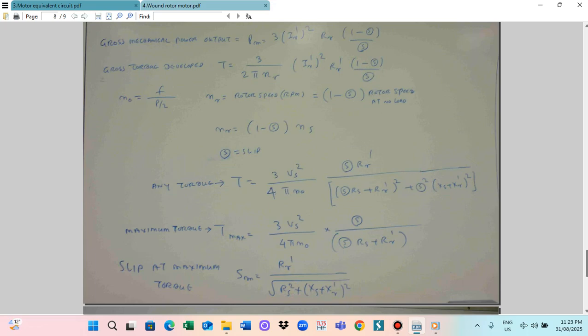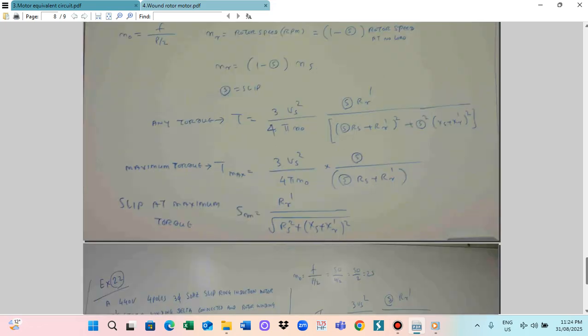And the maximum torque formula is 3Vs square multiplied by S divided by 4πn0 and multiplied with S, RS plus RR dash. And the slip at the maximum torque is Sm equal to RR dash divided by square root of RS square plus XS plus XR dash square. So those are the formulas to calculate this motor power, slip, and torque.